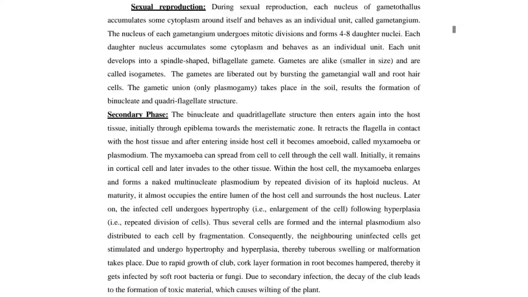Later on, the infected cell undergoes hypertrophy, i.e., enlargement of the cell, followed by hyperplasia, i.e., repeated division of cells. Thus several cells are formed and the internal plasmodium is also distributed to each cell by fragmentation. Consequently, the neighboring uninfected cells get stimulated and undergo hypertrophy and hyperplasia, thereby tuberous swelling or malformation takes place. Due to rapid growth of the club, cork layer formation in the root becomes hampered, thereby it gets infected by soft rot bacteria or fungi. Due to secondary infection, the decay of the club leads to the formation of toxic material, which causes wilting of the plant.